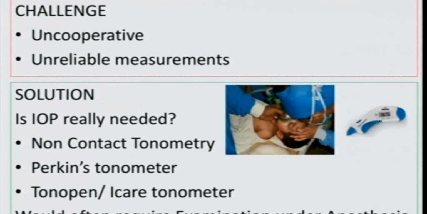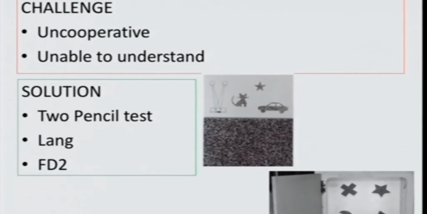At least in one eye you can get it before they realize, or use local anesthesia, topical eye drops. You can do it with a Perkins, with a Tono-Pen or an iCare. But sometimes you have to do an examination under anesthesia, particularly when you're taking therapeutic decisions. And IOP becomes important if the child is being treated with steroids for something else, like nephrotic syndrome. You do want to make sure that there is no steroid response.